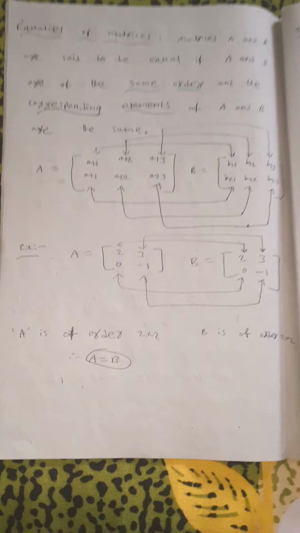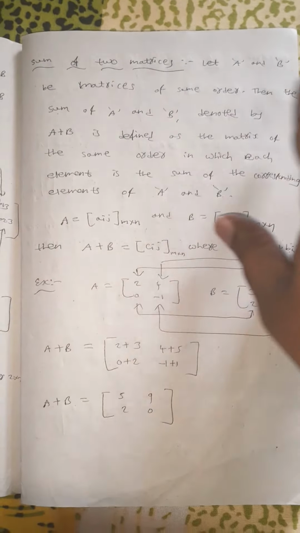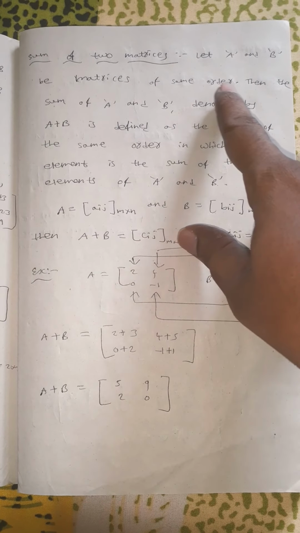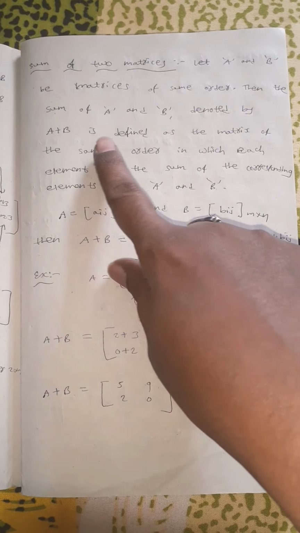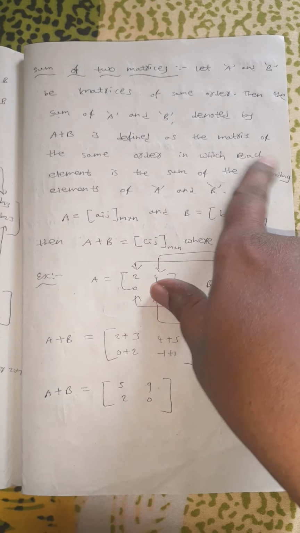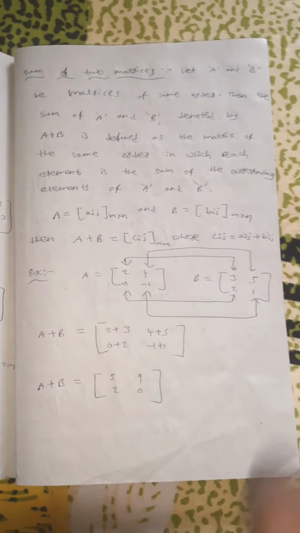Is this clear, children? So next, sum of two matrices. Let A and B be matrices of the same order. Then the sum of A and B, denoted by A plus B, is defined as a matrix of the same order in which each element is the sum of the corresponding elements of A and B.